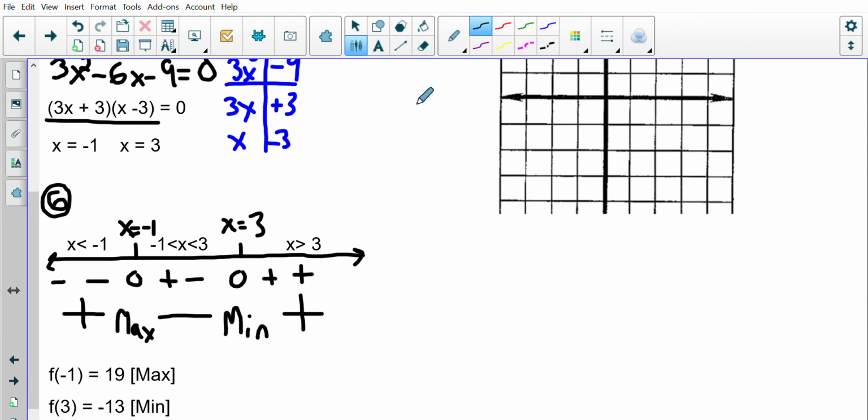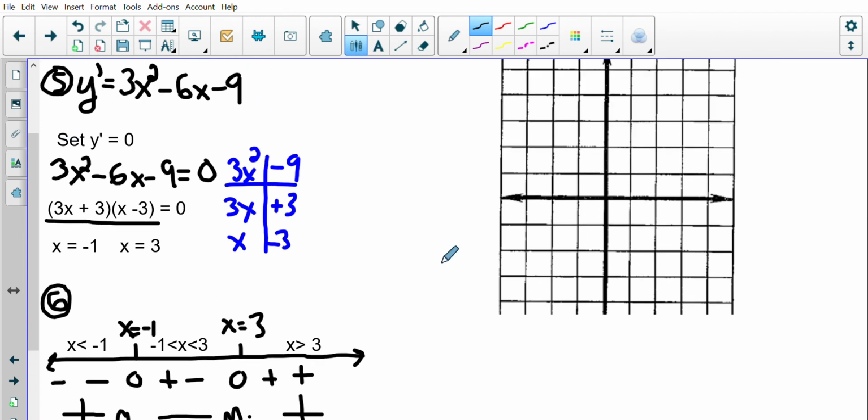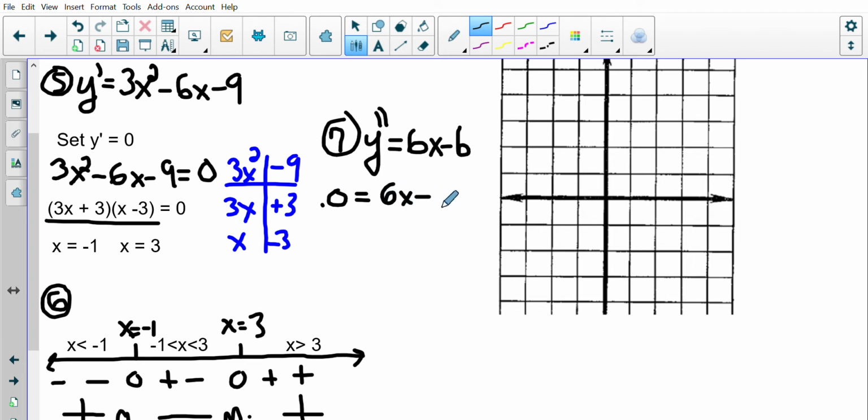Okay, now we're on to the shape of our graph. So I'll go up here, number 7. That means find the double derivative, y double prime. So I'm going to take my 3x squared minus 6x minus 9 here and take the derivative. I'm going to end up with 6x minus 6. And I'm going to set the double derivative equal to 0. So I got 0 equals 6x minus 6. If I solve that, x is going to be equal to 1. So this is what we call a possible inflection point.